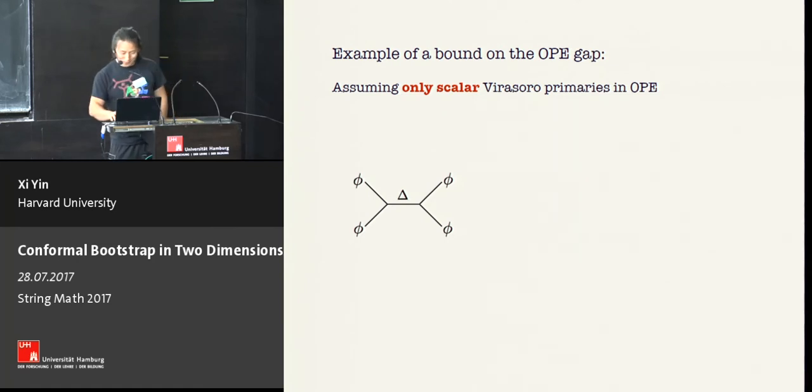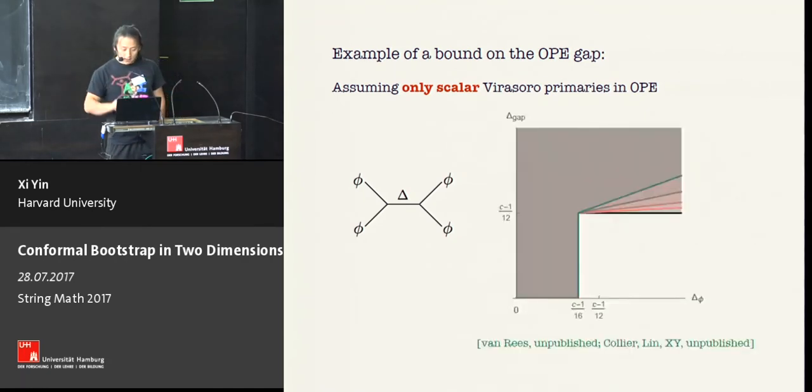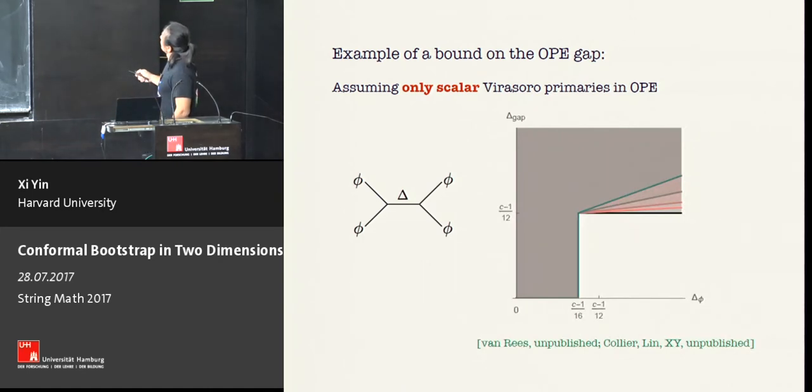Assume that there are only scalar Virasoro primaries, so running in the OPE of a pair of, say, scalar primaries on the outside, and using the crossing equation, one can bound the gap. It turns out it looks like this. So this region is excluded. Previously in the exclusion plot, the horizontal axis was the central charge. Now I'm fixing the central charge, and the horizontal axis is the external operator dimension, and the vertical axis is the gap. So I'm excluding this region, and with better and better numerics, it kind of goes down to flat, basically.